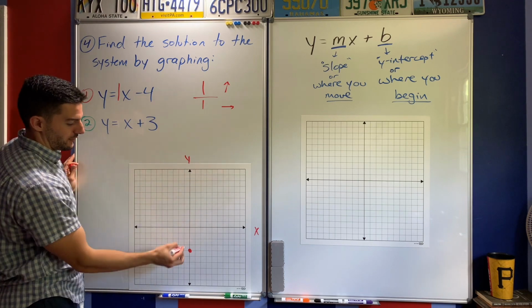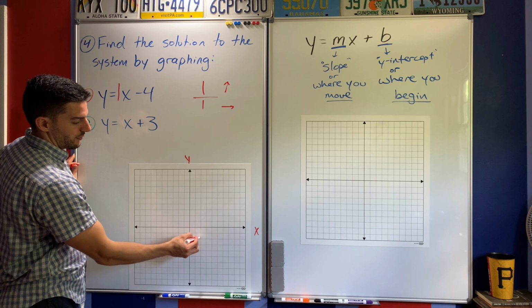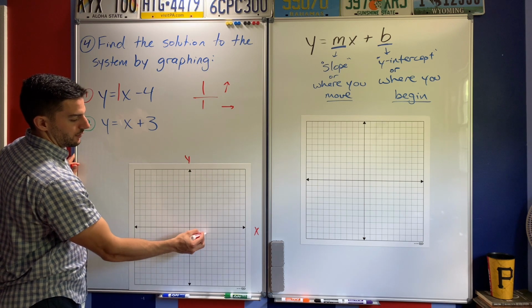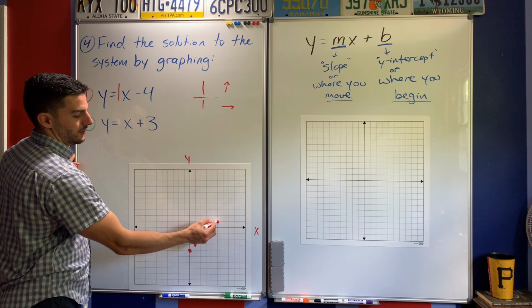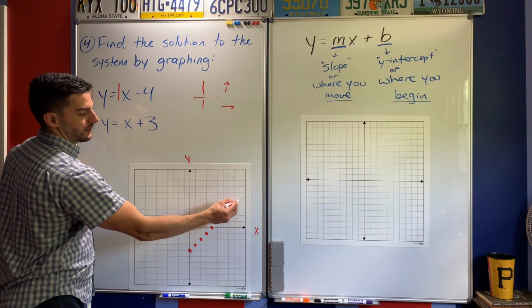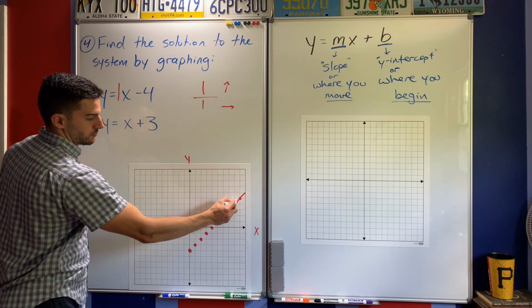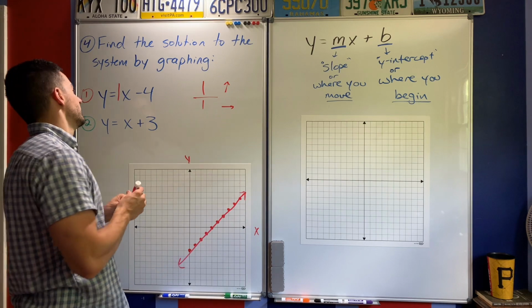So there's going to be lots of points on here. Up 1, right 1, point. Up 1, right 1, point. It's an easy one to count, right? Not a whole lot of counting here. Up 1, right 1, up 1, right 1. That's the pattern. There we go. There's your line, your first one.